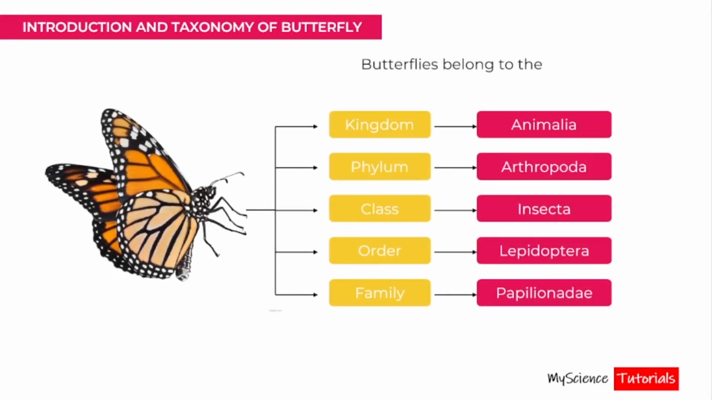Now, where do they belong? Where do butterflies belong in terms of classification? So they belong to the kingdom Animalia, phylum Arthropoda, class Insecta because they are insects, order Lepidoptera, and then family Papilionidae.